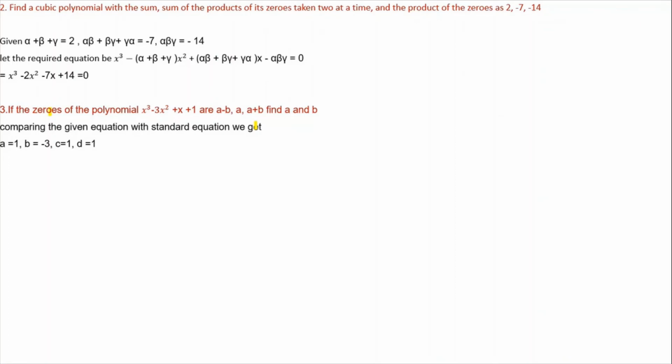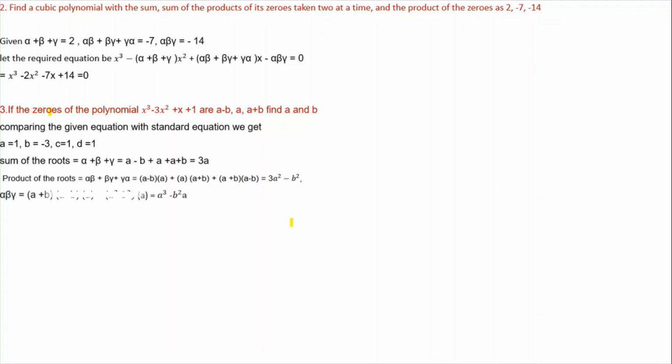Given that alpha is equal to a minus b, beta is equal to a and gamma is equal to a plus b. So the sum of the roots, alpha plus beta plus gamma, is equal to a minus b plus a plus a plus b, which is equal to 3a. Alpha beta plus beta gamma plus gamma alpha is equal to 3a square minus b square, and the product of the roots, alpha beta gamma, is equal to a minus b into a into a plus b, which is equal to a cube minus b square a.